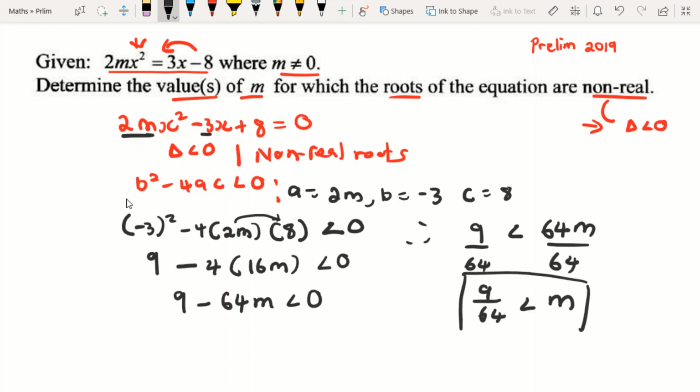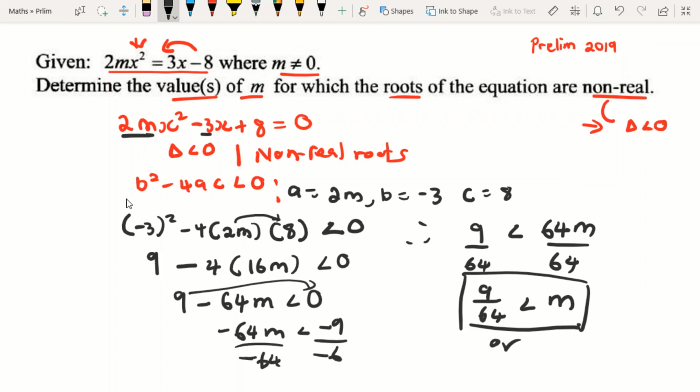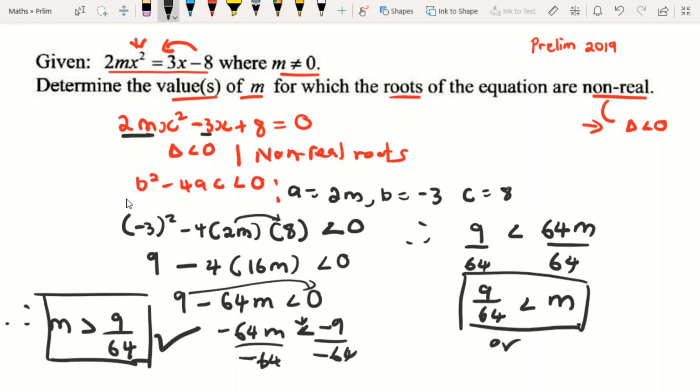You can write it like this if you want, or you can simply transpose this 9 to the other side, where you have minus 64m is less than minus 9. Then you divide by minus 64. Remember, when you divide by a negative on an inequality sign, it changes. So it was less than, it's going to be greater than, so therefore m is greater than 9 over 64. So this is the solution. Either write it this way or write it this way, it's still correct.